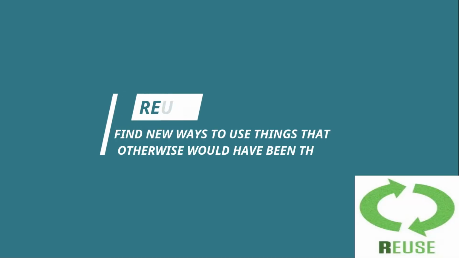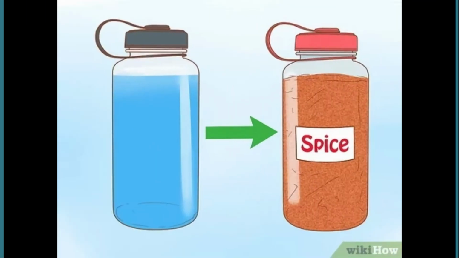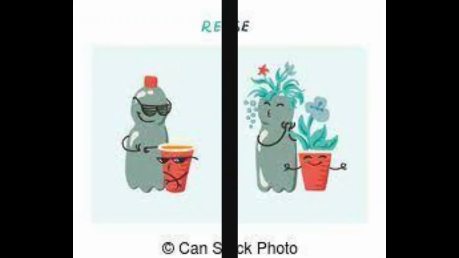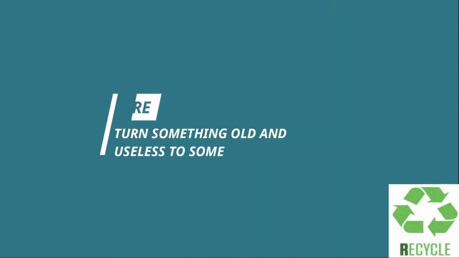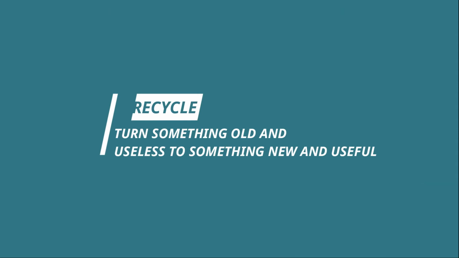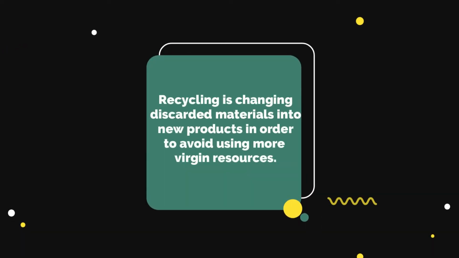Reuse means to find new ways to use things that would otherwise have been thrown away. Reusing is taking old or unwanted items you might otherwise throw away and finding a new use for them. There are all sorts of ways you can reuse items to help reduce your trash footprint. Recycle means to turn something old and useless, like plastic milk jugs, into something new and useful. Recycling is changing discarded material into new products in order to avoid using more resources.